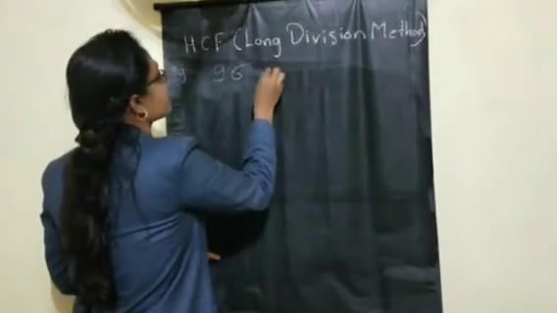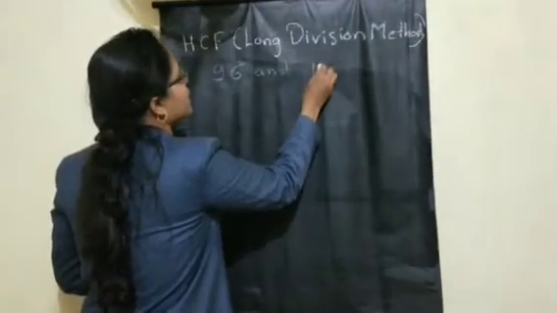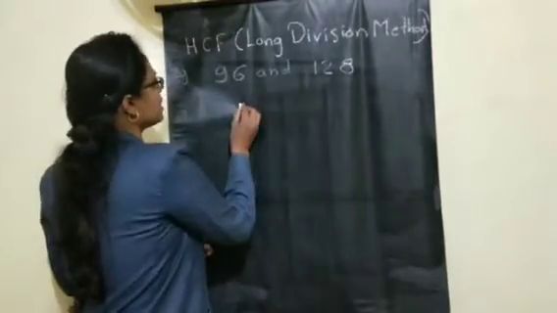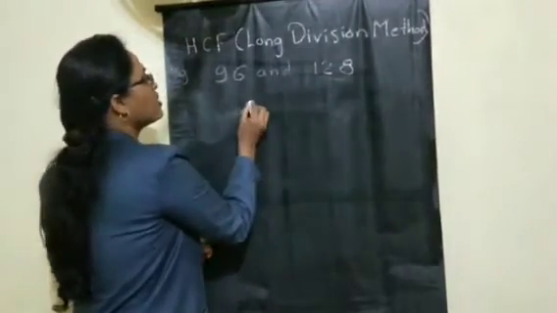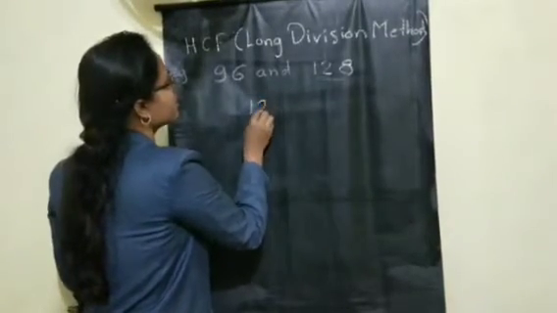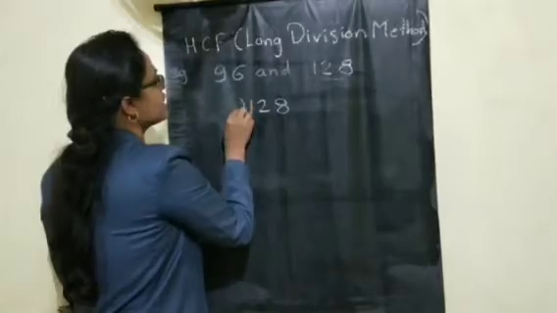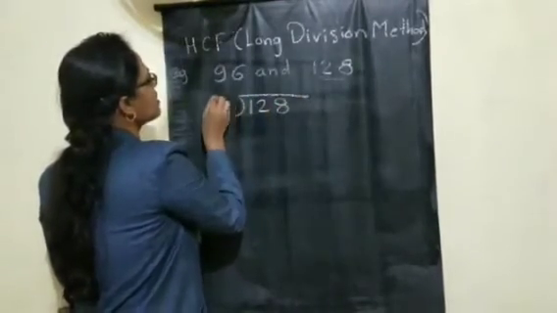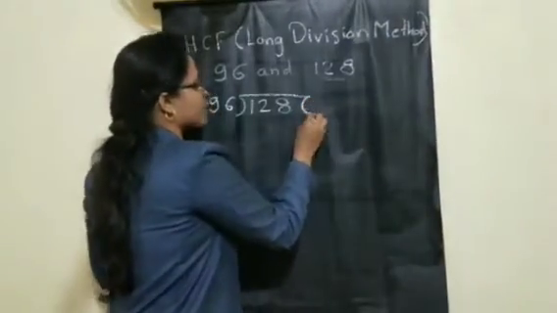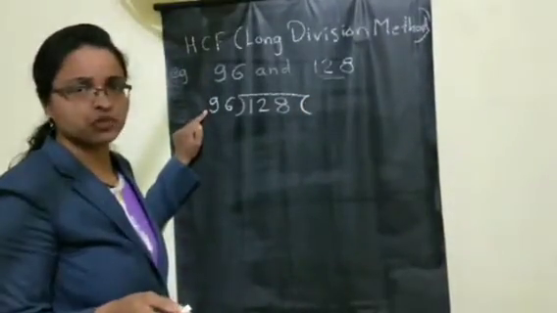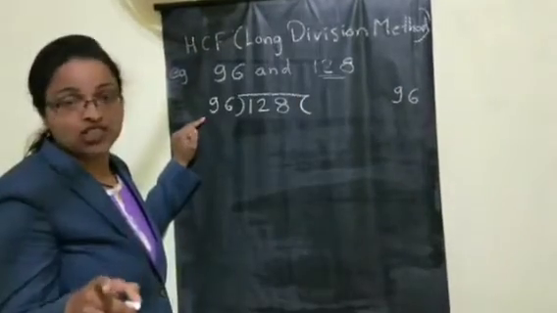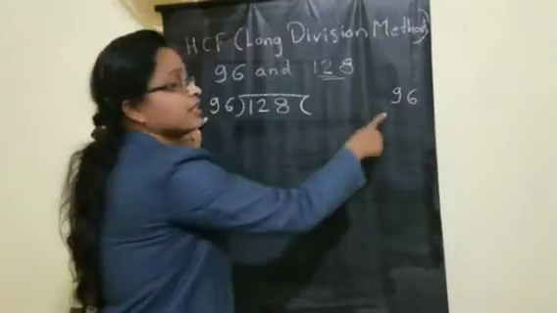Next example: 96 and 128. 96 and 128. The same method we have to follow. Take the bigger number as our dividend and the smaller number as our divisor. Okay, now let us start. If you are not understanding the table of that particular number, you can write it here. In the multiplication chapter, I taught you how to create the table.